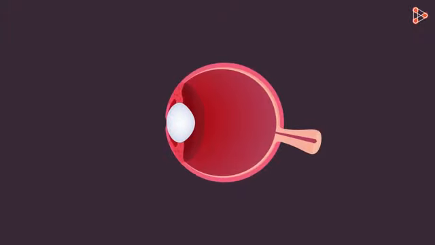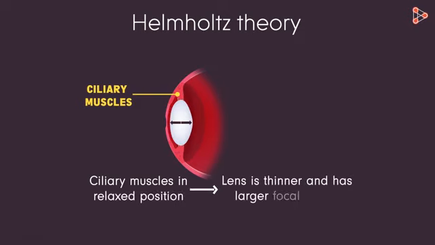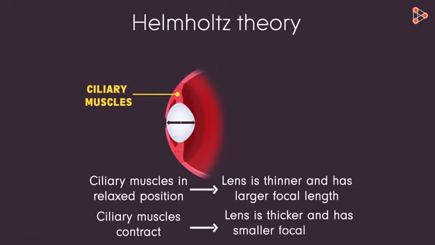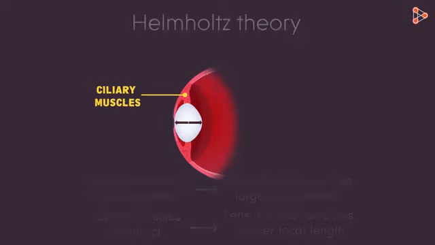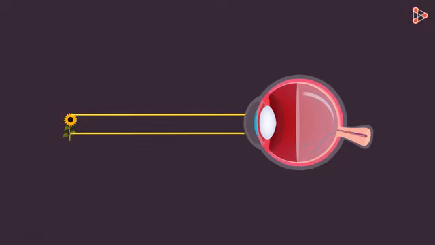But how? This movement of the lens is controlled by muscles called the ciliary muscles. One of the most widely accepted theories says that when the ciliary muscles are in a relaxed position, the lens is thinner and hence it has a larger focal length. And when these muscles contract, thickness increases and hence the focal length decreases. So when the object is nearer, the lens increases its thickness to form its image on the retina. For a faraway object, it becomes thin and the image is again formed on the retina. So that's the whole point.